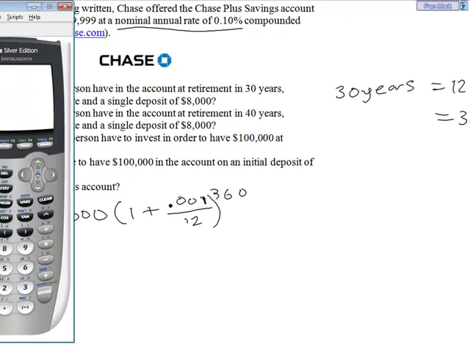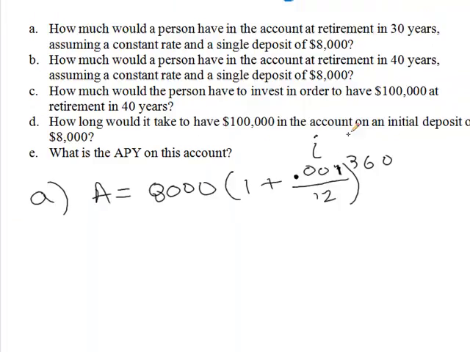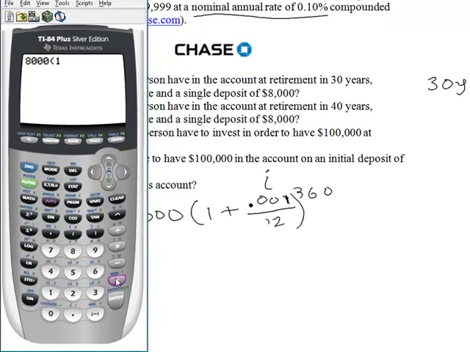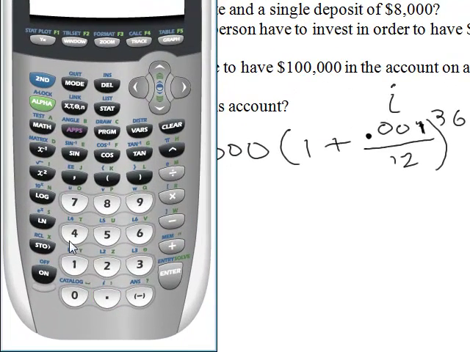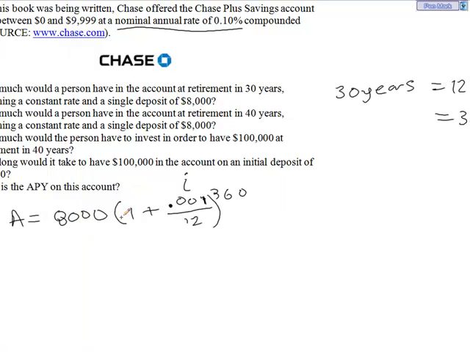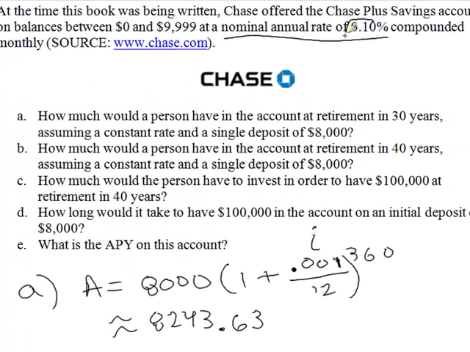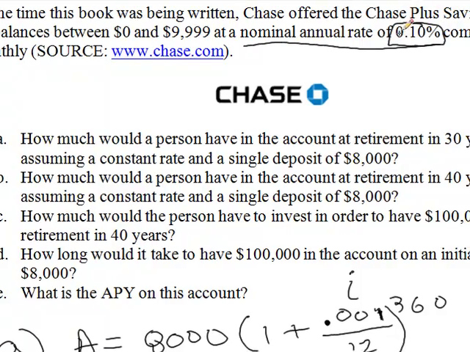And this is a calculator entry problem. So I'll just go ahead and enter this whole thing in the way I see it. I don't actually need to enter the I separately. I can just do it in one swing because I don't really care what the effective interest rate is. So I'll do 0.001 divided by 12, and I'll raise it to the 360 power. And that gives me $8,243.63. So not very much made on this, assuming that this rate does not change. So that's a very, very low rate.